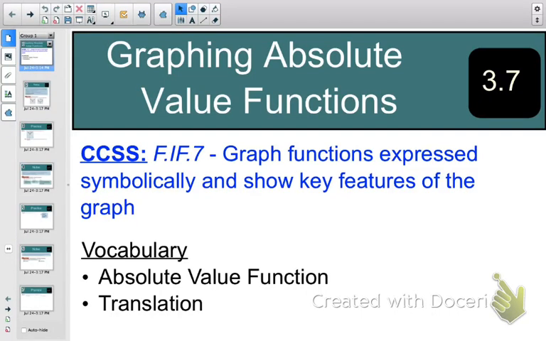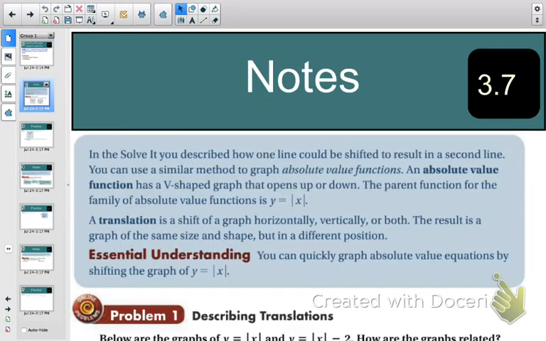Alright guys, this is going to be a speed video because I'm going to try and get this done before the bell rings in 7.5 minutes. So, last section of chapter 3, graphing absolute value functions. Okay, and let's get to it.